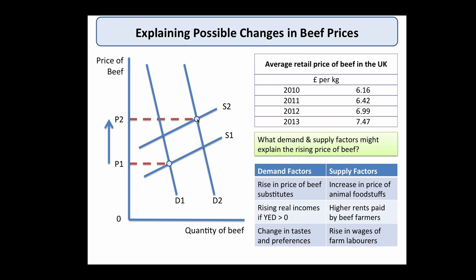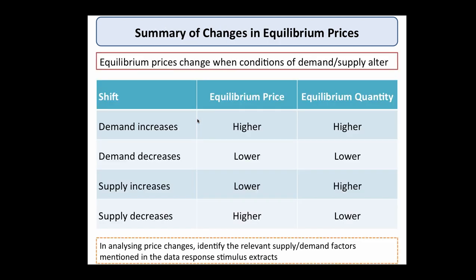But this would be a good example of how you could use your basic AS micro supply and demand theory to explain what's happening in the market. It's a nice, easy way of summarizing changes in equilibrium prices. You just need to understand what tends to happen if there's a demand change or a supply change.